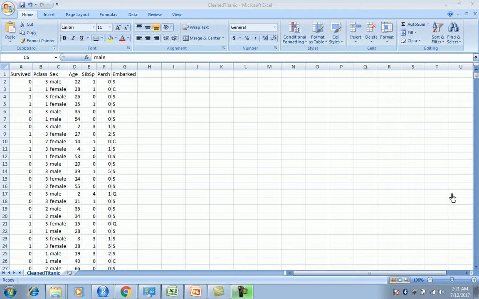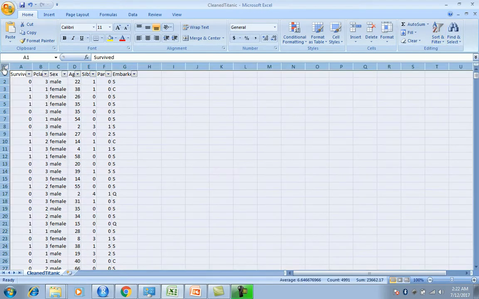I have with me the famous Titanic data set. Those of you who are unfamiliar, this is a simple data set from the sinking of the Titanic. It's about the passengers who were on board, and it has information like the class of the passengers. Okay, let me put a filter here.